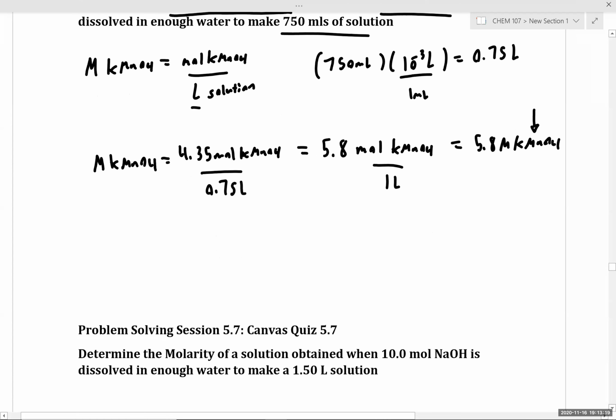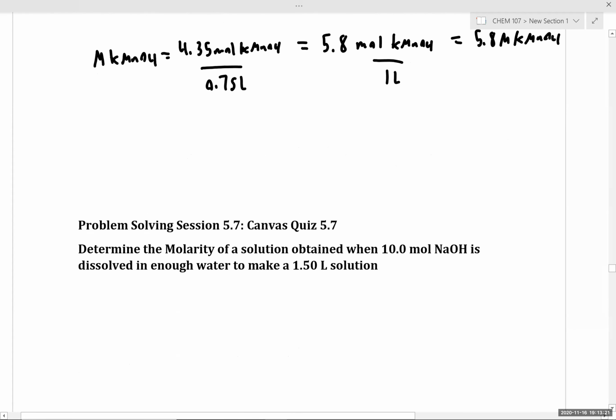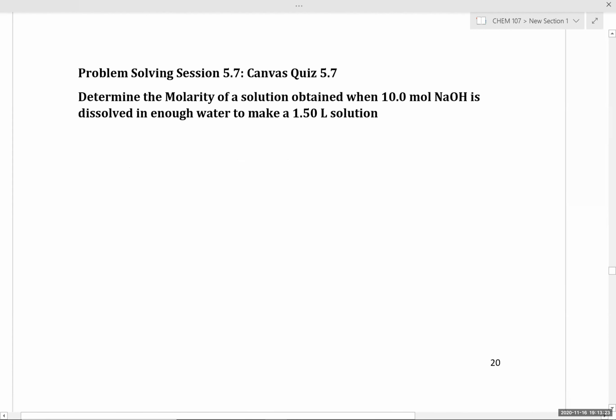Okay, so if we're comfortable with this example, let's move on and try to tackle the following. In this case, I'd like you to determine the molarity of a solution when 10 moles of sodium hydroxide are dissolved in enough water to make a 1.50 liter solution. So let's work on this example for about 2 minutes. Let's try to see some responses in the chat or verbally, and then we'll discuss momentarily.